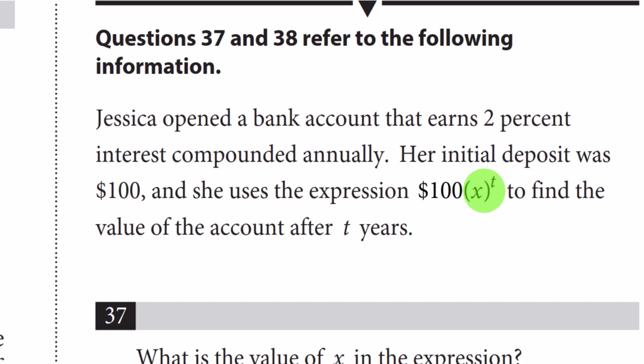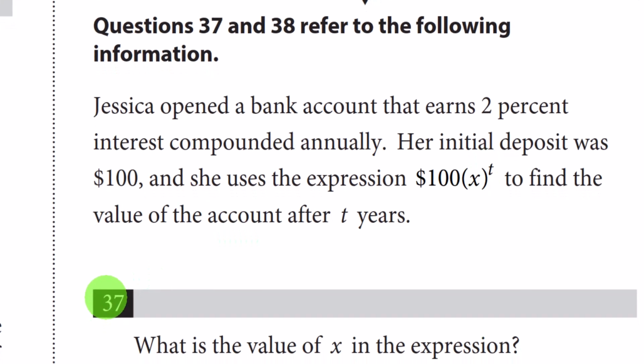Compound just means that you will earn interest on the interest that you've already gotten. So for example, if you start off with $100 in this case, and after 1 year you have $102, the next year you're getting interest on the $102, not on the 100. So that's the difference between simple interest and compound interest. The simple interest would just mean that you're getting 2% on the initial 100 all the way through. Okay, so this is the proper expression for this. Even if you didn't know that, it is something good to know. But we'll go on to question number 37.